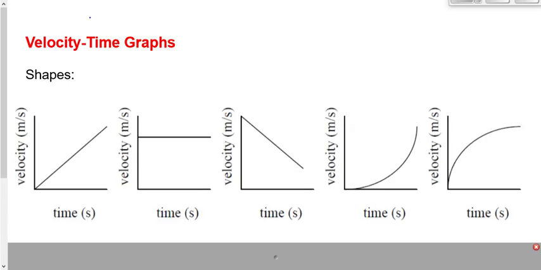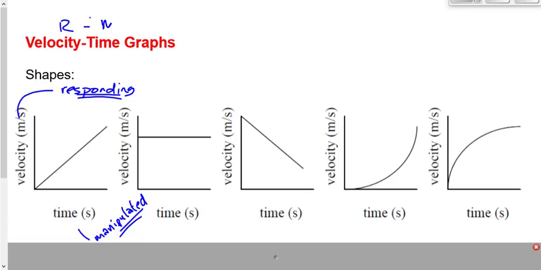You saw a page that looked remarkably like this a couple of weeks ago when we looked at position time graphs. Remember that when we looked at position time graphs, we said that the manipulated variable was always on the x-axis. In this case, it is as well. It always is on graphs. So time is the manipulated variable here. The responding variable is always on the y-axis, so velocity would be the responding variable here.